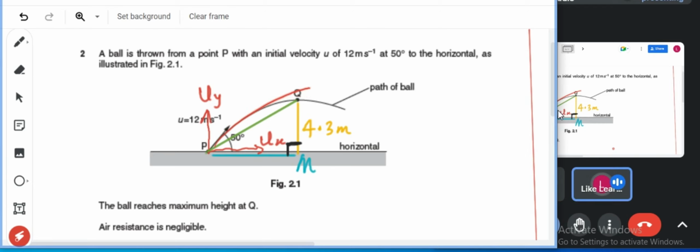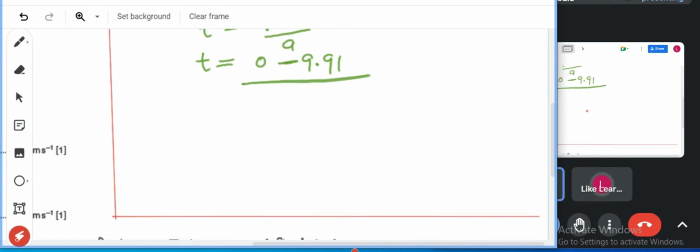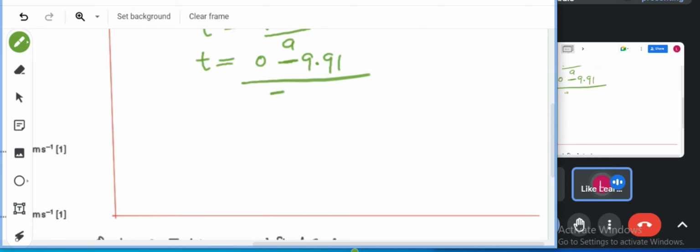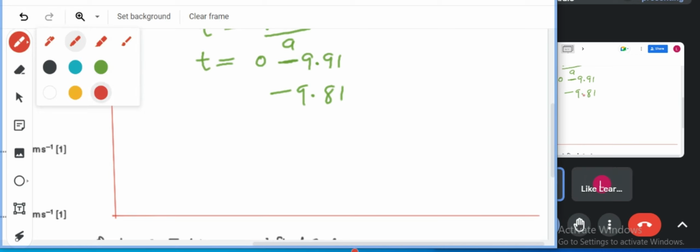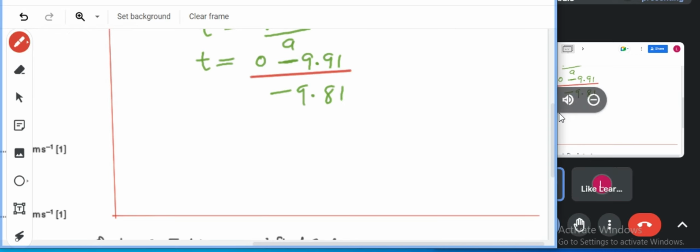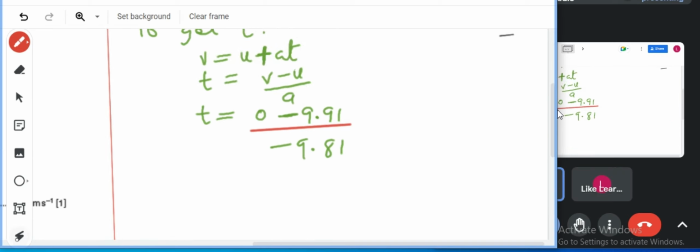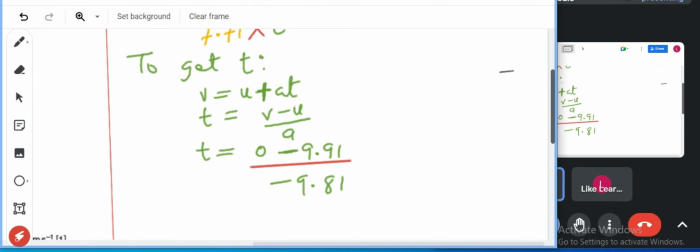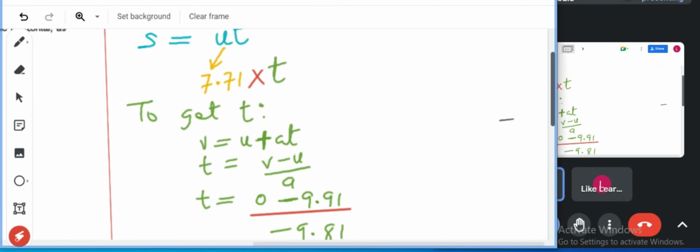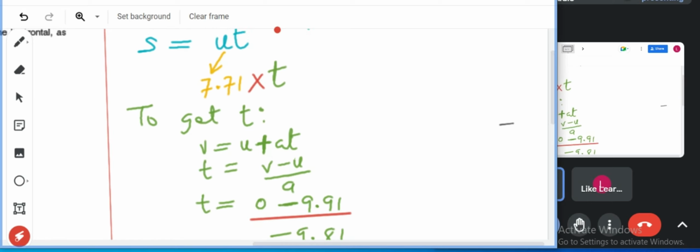So it's a minus, isn't it? Yeah. Minus 9.81. That's minus G. So get the value of T quickly. V is 0, so 0 minus 9.91 over minus 9.81 is 1.01. Yeah. 1.01. Okay.